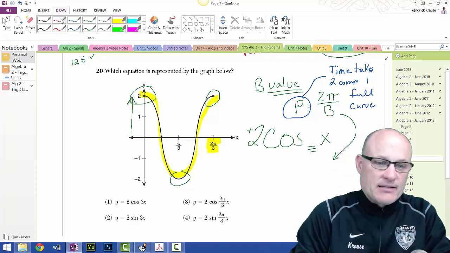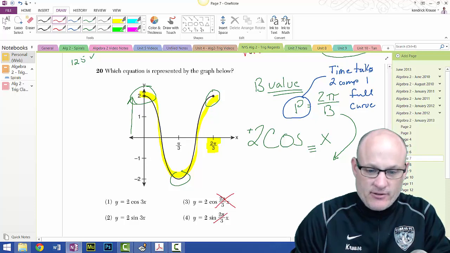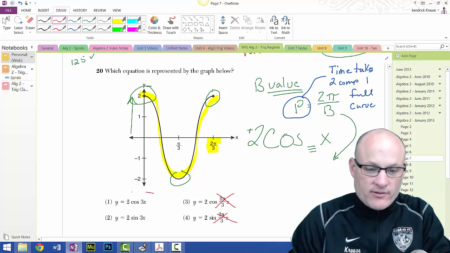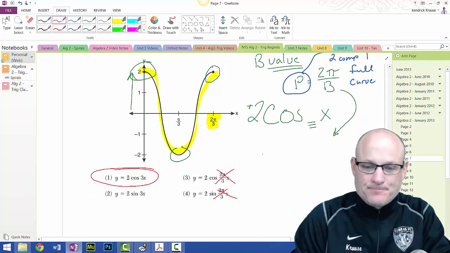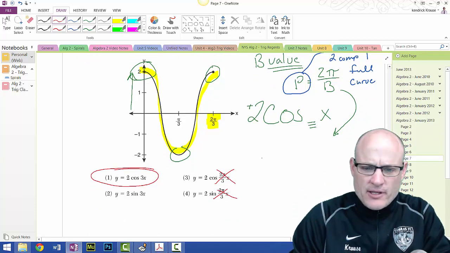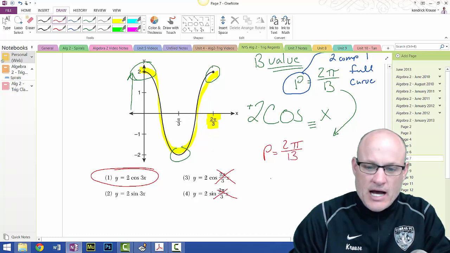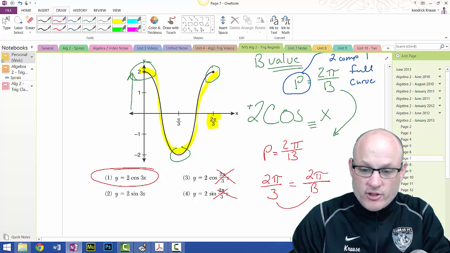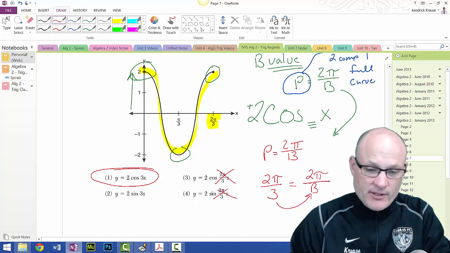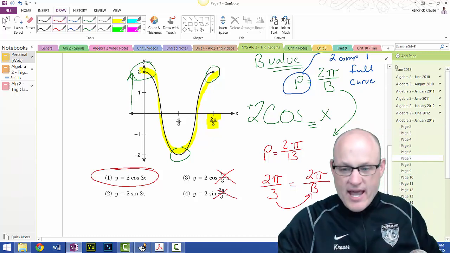That's not the B value. So it's got to be one of these two, and since this is the only one that's cosine, that's the answer. But let's just make sure we see how we get it. So I'm going to replace, we have period is equal to 2 pi over 3, or 2 pi over B. I'm going to replace P with 2 pi over 3, and that's equal to 2 pi over B. Well, it should be kind of duh, B's 3. There we go. That's why choice 1 is the answer.